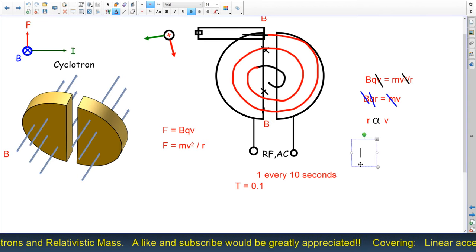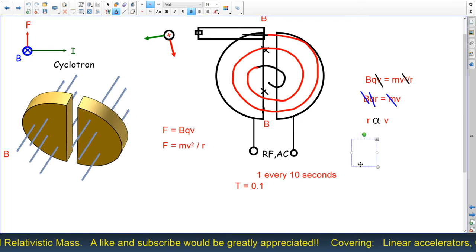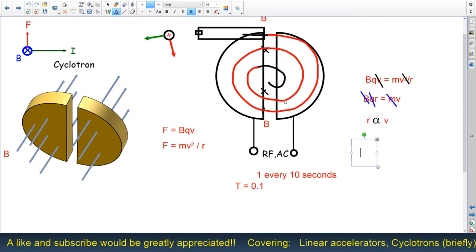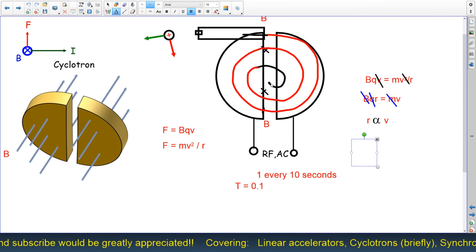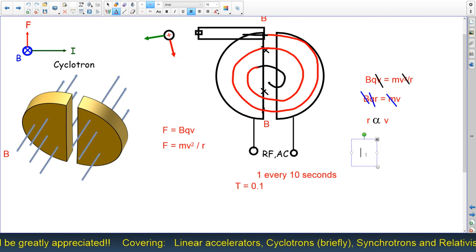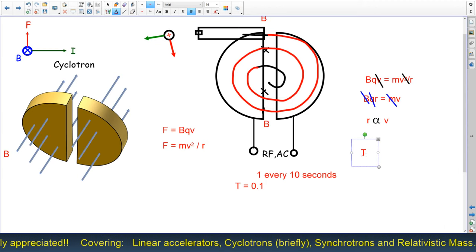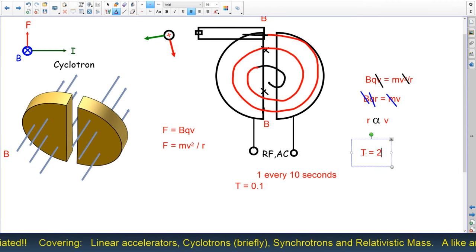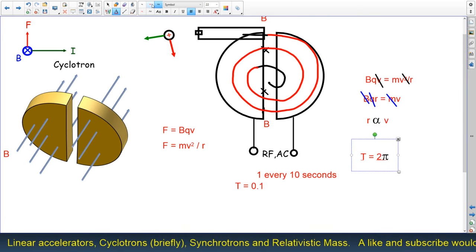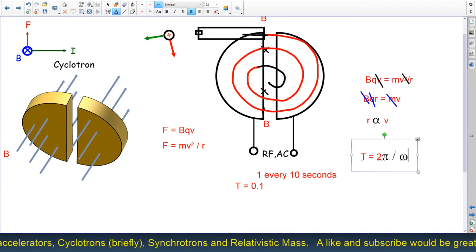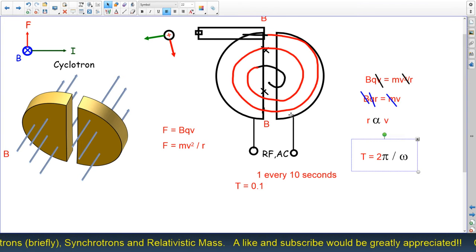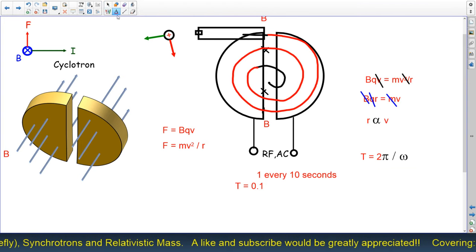That means that the time it takes to do a full rotation around its circle has to equal a tenth of a second. Or at the very least, the time it takes to do half a circle is equal to a tenth of a second. It needs to change polarities whilst it's inside this D. So half of that distance has to be covered in that, which means that since T equals 2 pi over omega, and T is a constant and pi is a constant, omega, the angular speed, has to remain a constant.